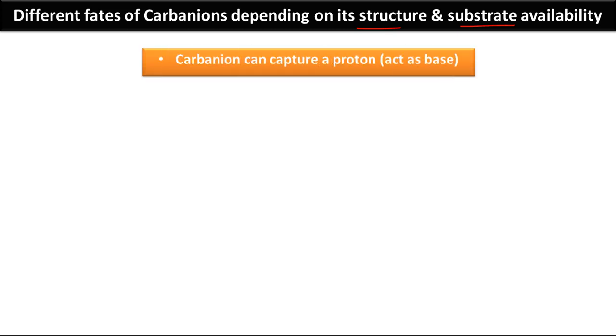So let's start. Different fates of Carbanions depend on its structure and also on what other reagents are available in the reaction medium. Depending on that, there may be different types of fates for Carbanion. The first fate is that Carbanion can capture a proton. In this case, obviously it is acting as a base. If there is any acidic proton, it can capture it and ultimately it will become a neutral molecule.